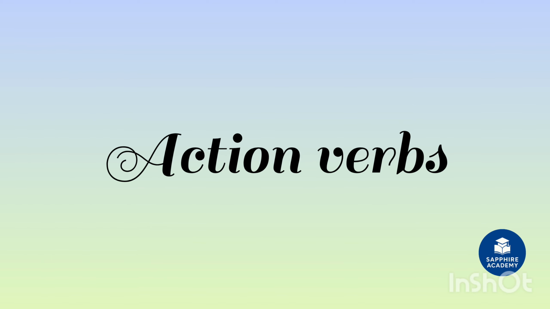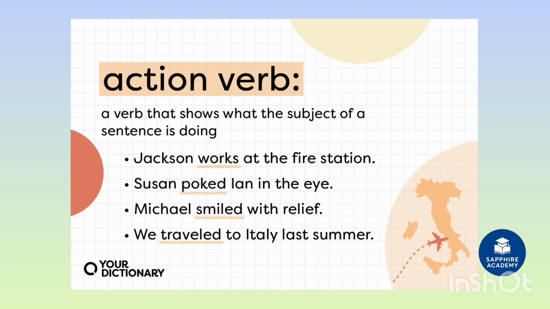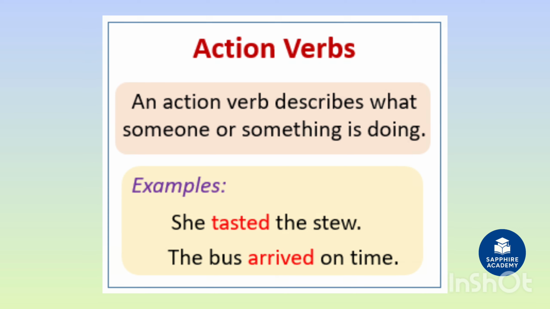Let's begin with action verbs, which form one of the most common and essential types of verb in English grammar. They help convey the actual activity performed by the subject in a sentence. An action verb is a verb that expresses a physical or mental action performed by the subject. In other words, action verbs tell us what the subject is doing or what action is taking place.